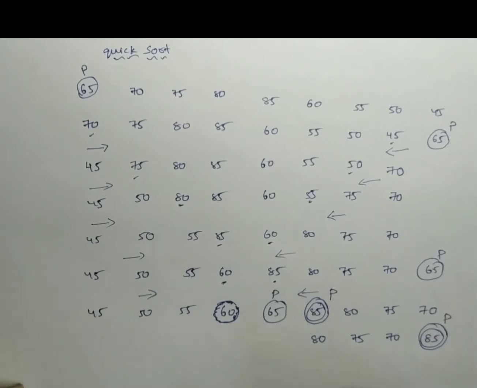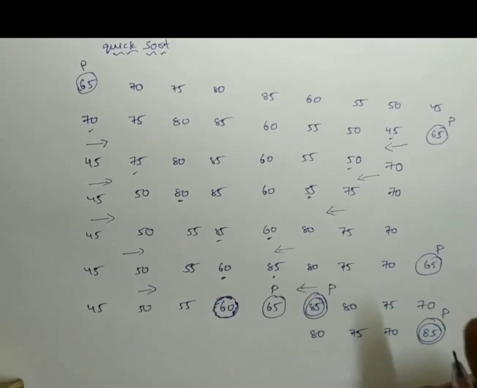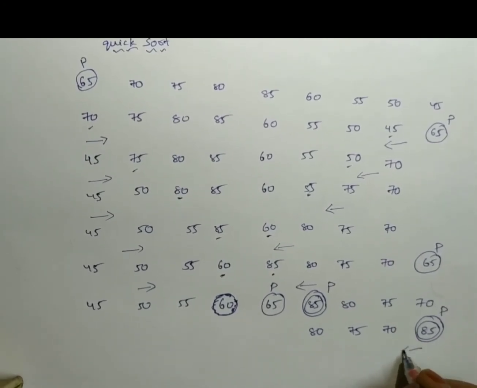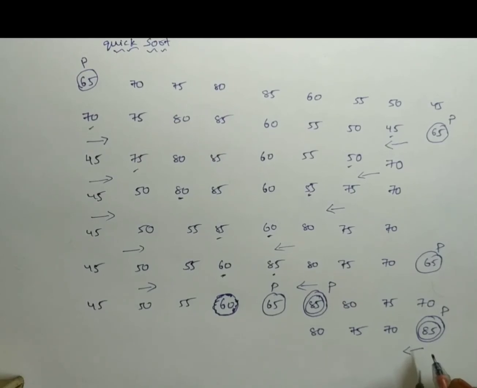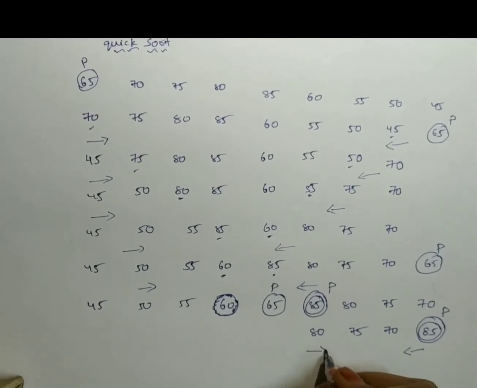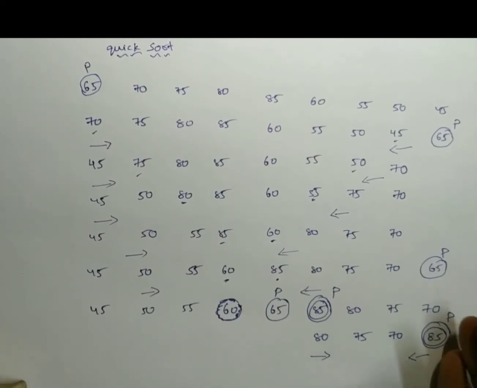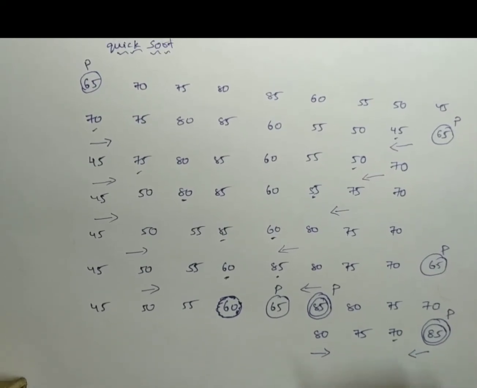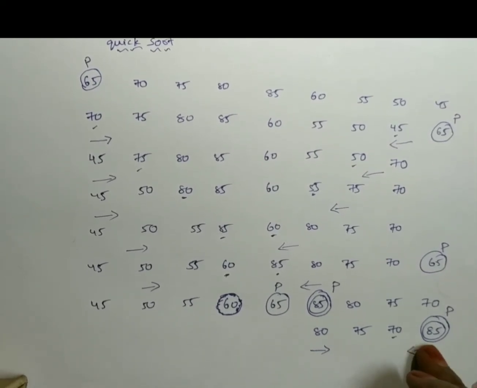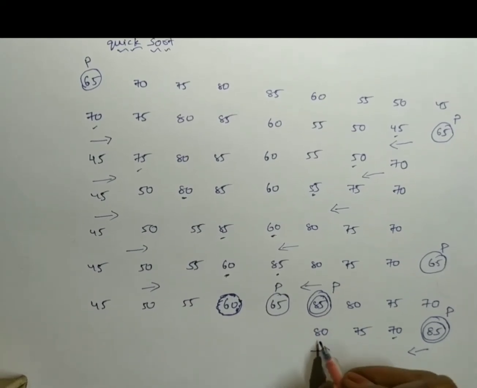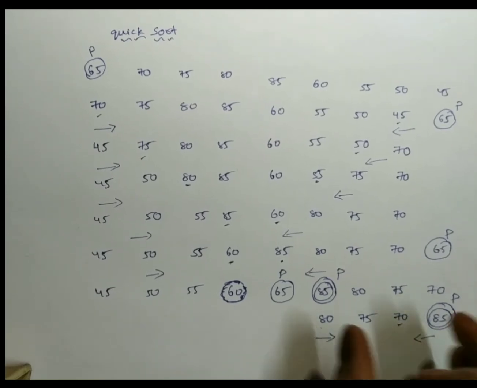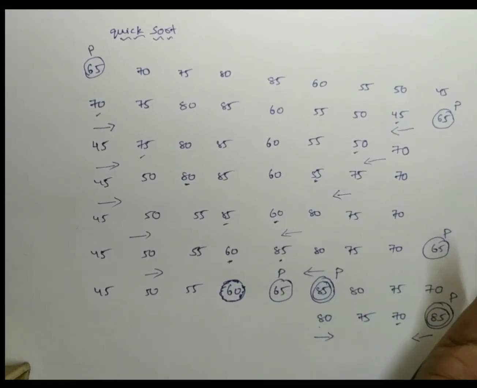Okay, now the same process will be continued by considering the pivot element. While moving from right to left you need to consider the smallest element, and while moving from left to right you need to consider the greater element than the pivot element. See, while moving from right to left, 70 is the smallest element, which is smaller than the pivot element, and while moving from left to right we don't have any element that is greater than the pivot element. In this case you need to choose another element.